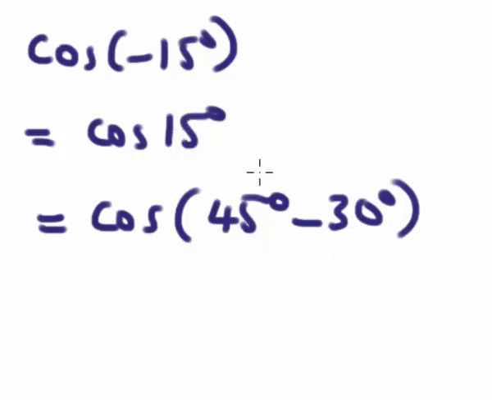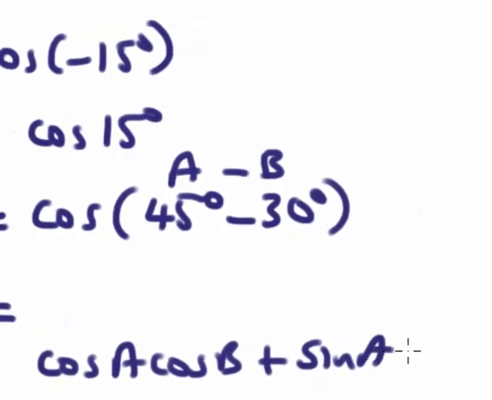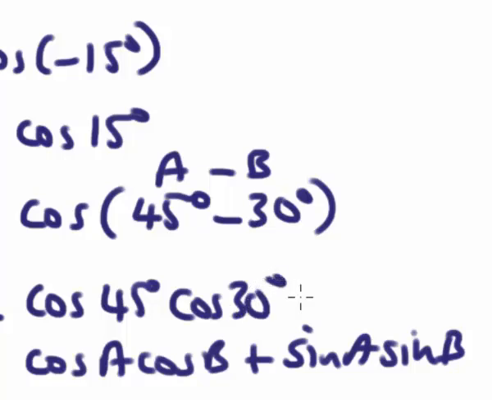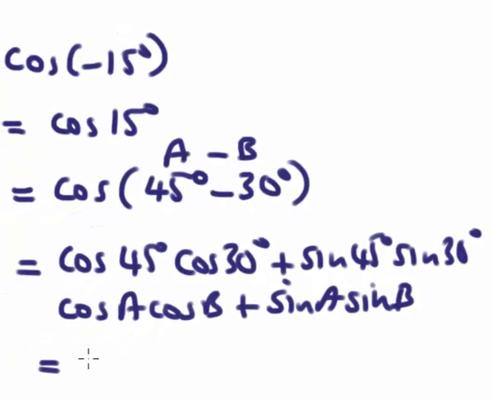45 minus 30 is 15, and that's cos(A minus B), which, if you use the formula at the top there, is cos A cos B plus sine A sine B. That's the formula; I've just taken it from the top there. So if we apply that, it's cos 45 cos 30 plus sine 45 sine 30. Okay, and these are special angles.